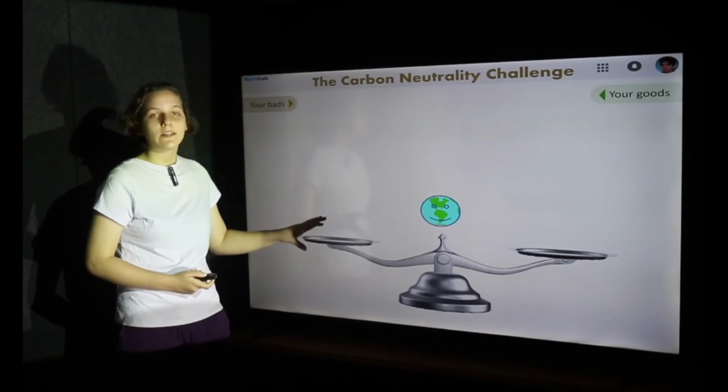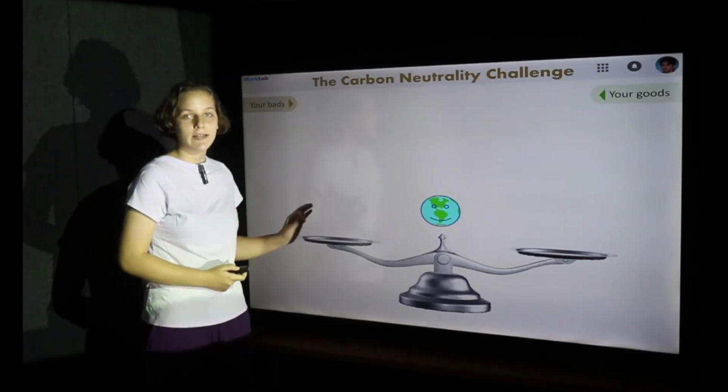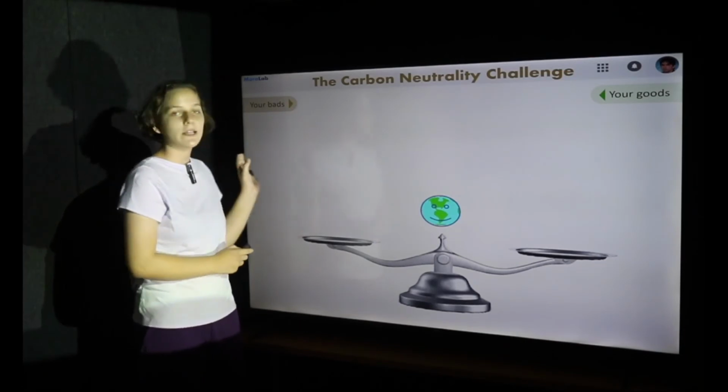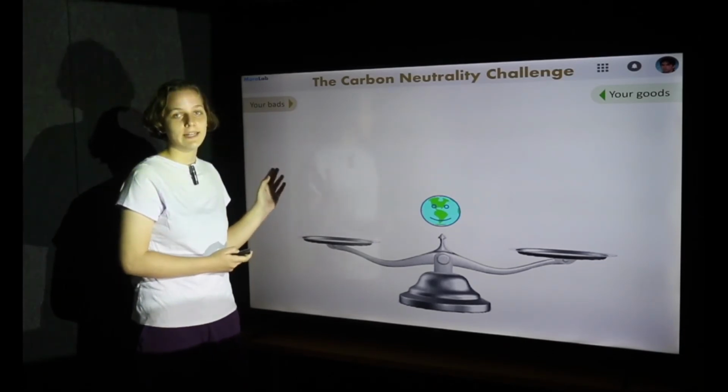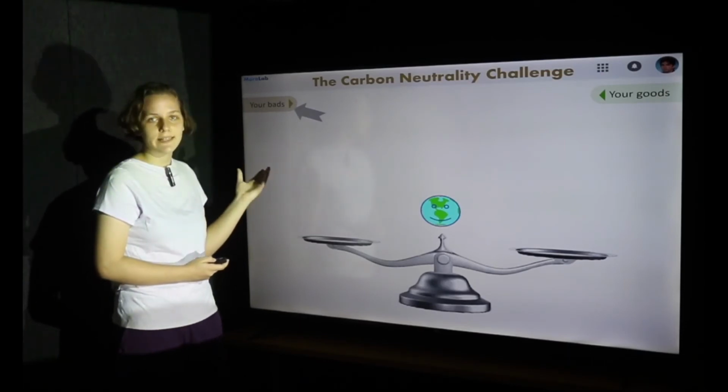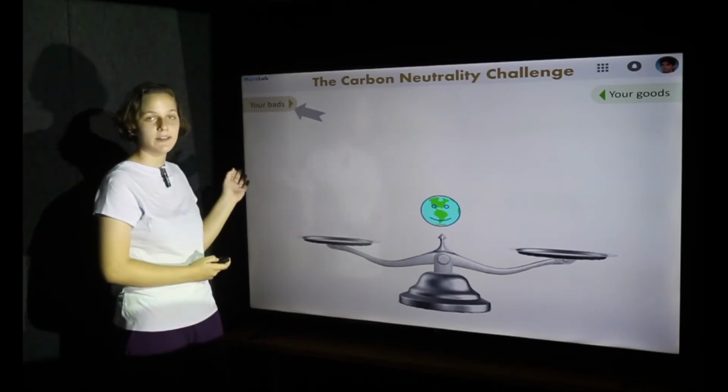So let's take a look at this scale. And this scale is our planet, and it's perfectly balanced. Then we come along, and we're going to be walking through your daily life and how you affect the planet, or this scale. So on one side we have your bads, which is basically all the bad things you do in your normal daily life.